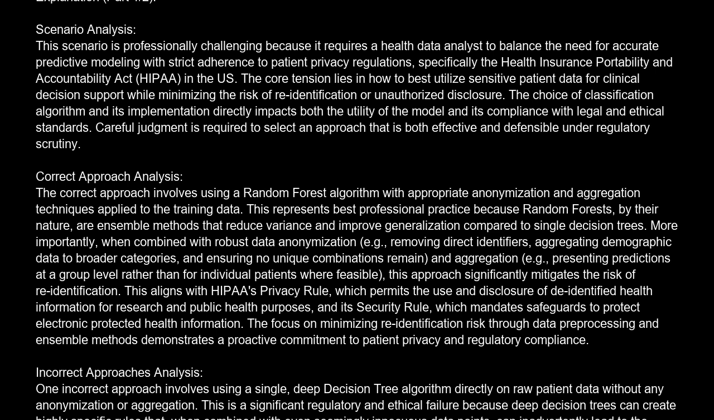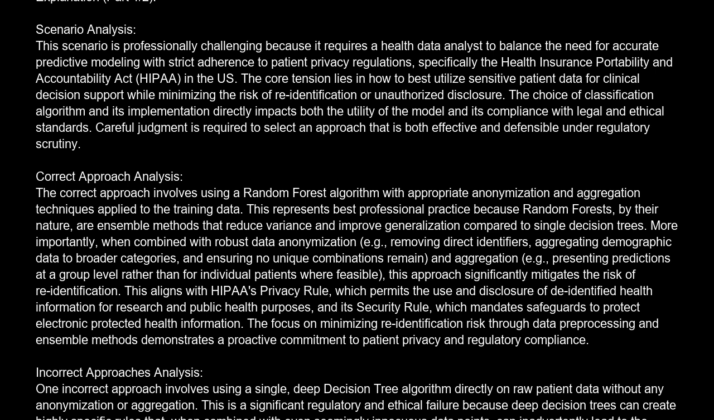More importantly, when combined with robust data anonymization, e.g., removing direct identifiers, aggregating demographic data to broader categories, and ensuring no unique combinations remain, and aggregation, e.g., presenting predictions at a group level rather than for individual patients where feasible, this approach significantly mitigates the risk of re-identification. This aligns with the HIPAA privacy rule, which permits the use and disclosure of de-identified health information for research and public health purposes, and its security rule, which mandates safeguards to protect electronic protected health information.